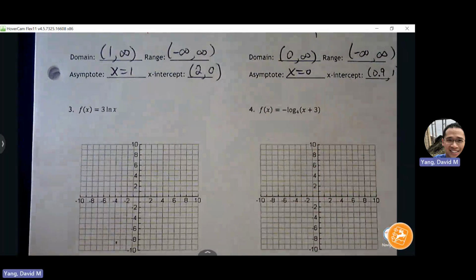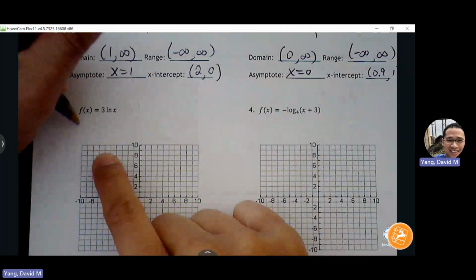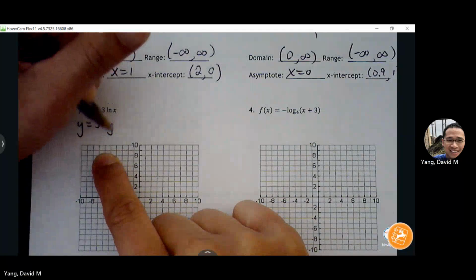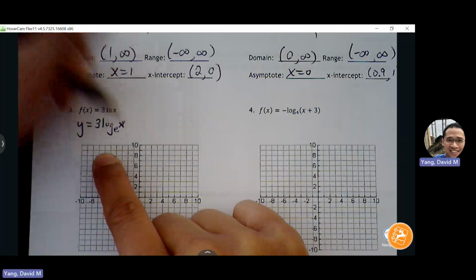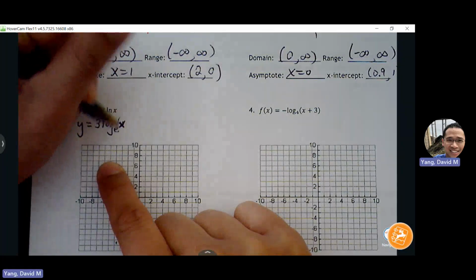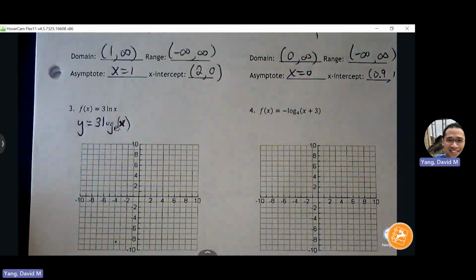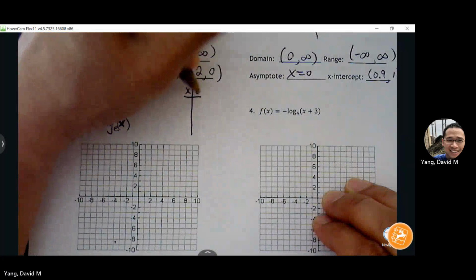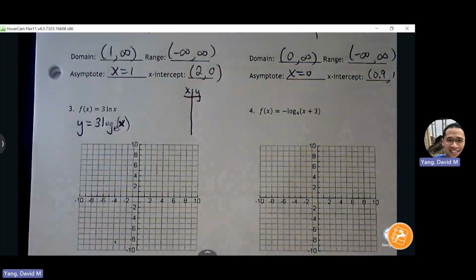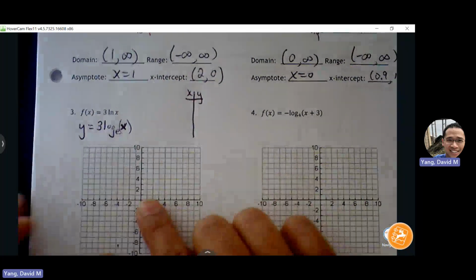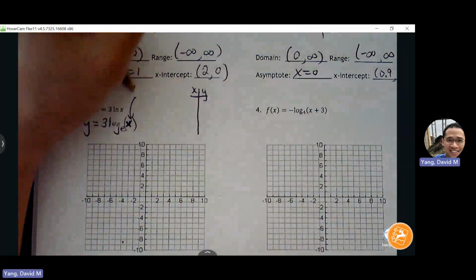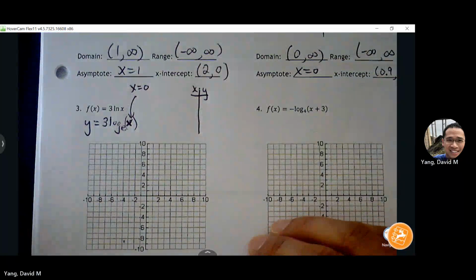Okay, number 3, y equals 3 natural log of x. I'm just going to rewrite it using x and y, and if it helps, just so we can see the parentheses, see the base e. Because all I need is my asymptote and ordered pair. So what's my asymptote? 0, right? Just whatever makes my parentheses 0.